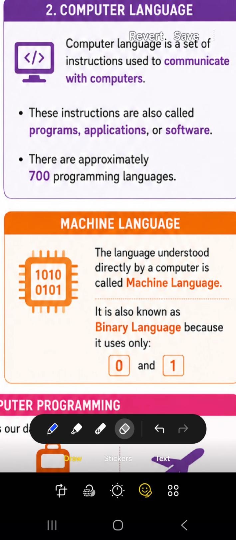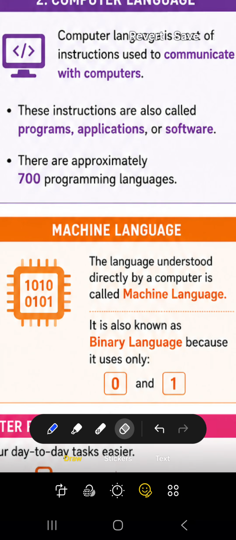And then coming to machine language, the language which is directly understood by a computer is called machine language. See, our computer cannot understand English or Telugu, unlike us. It can only understand machine language. Okay, this machine language is also known as binary language because it consists of only zeros and ones. So we call it binary language. This is the only language which our computer can understand directly.